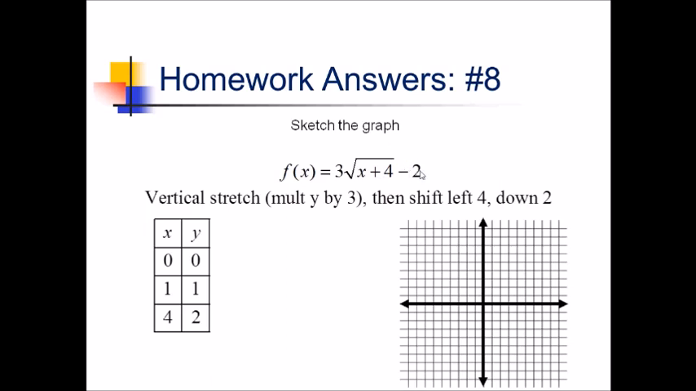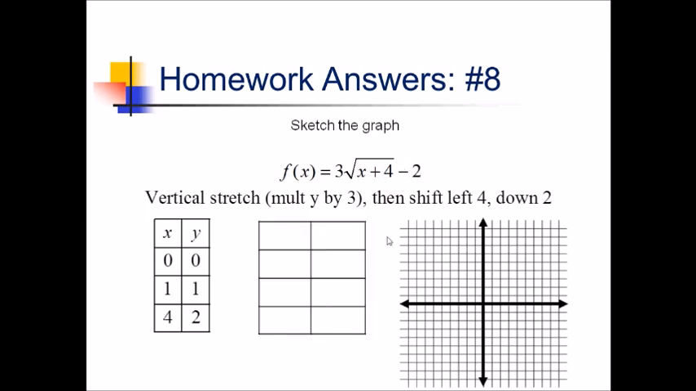Outside, we've got down 2. So the x values, we're going to be doing x minus 4. And for the y values, we have to do 3 times y, and then we have to subtract 2 after that multiplication. So doing the x's first, we got negative 4. 1 minus 4 is negative 3. 4 minus 4 is 0.